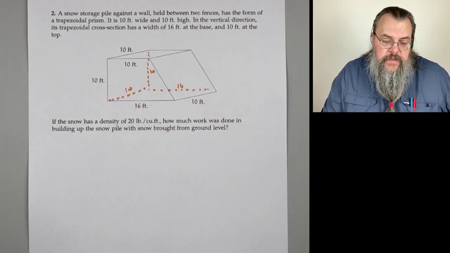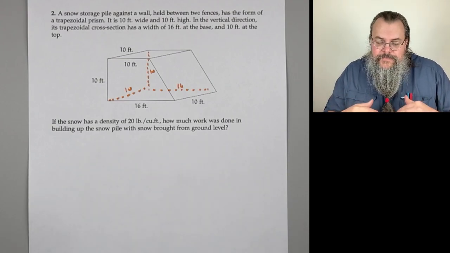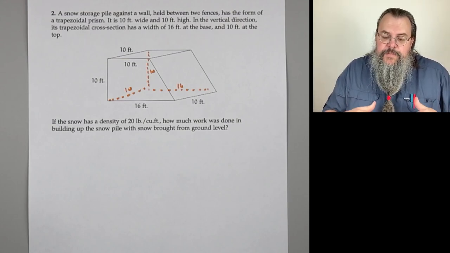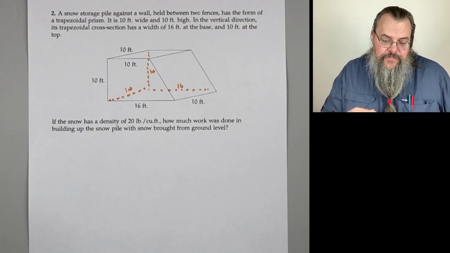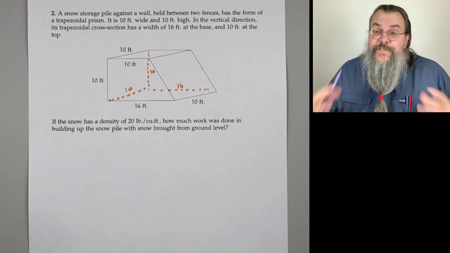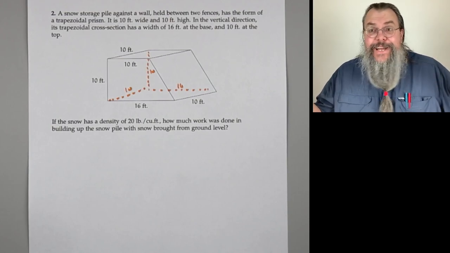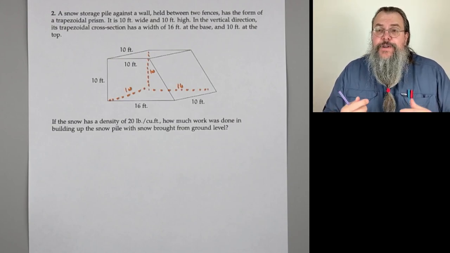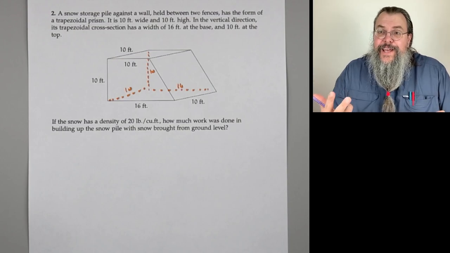All right, now, if the snow has a density of 20 pounds per cubic foot, how much work was done in building up the snow with snow brought from ground level? Okay, work. Aha! It's a physics problem. We know physics. We might be taking it right now even. So how do we do work problems? Well, the answer is we turn it into little pieces of work and we add our little pieces together.